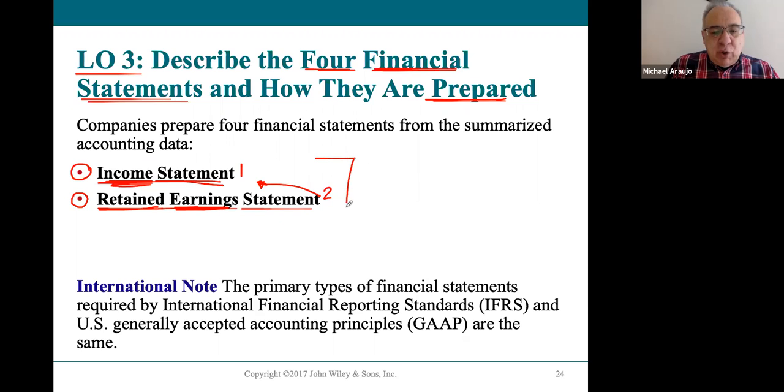Another thing to note too about income statement and retained earnings is they tell a story of a period of time. They measure profit and loss on a period of time. The most common period of time it's measured is a month. Month to month, they will have an income statement showing whether this month was profitable or not.